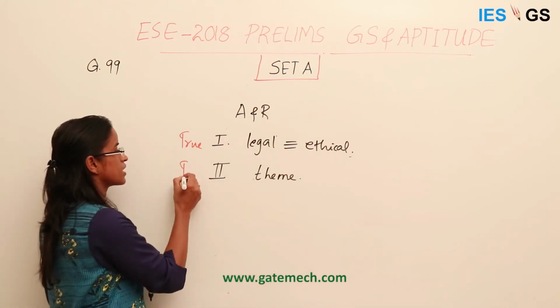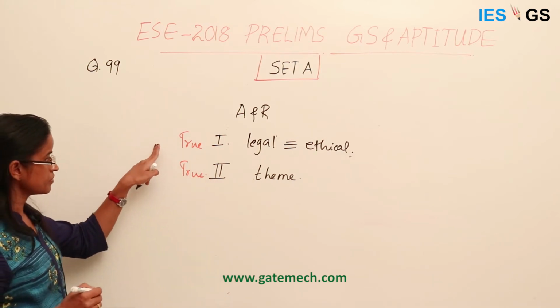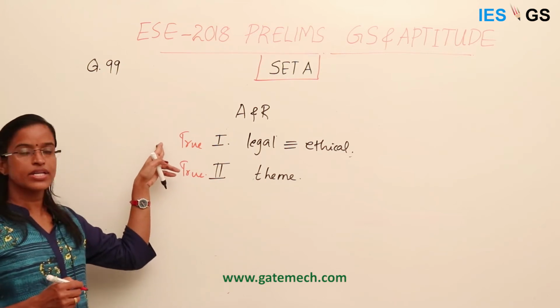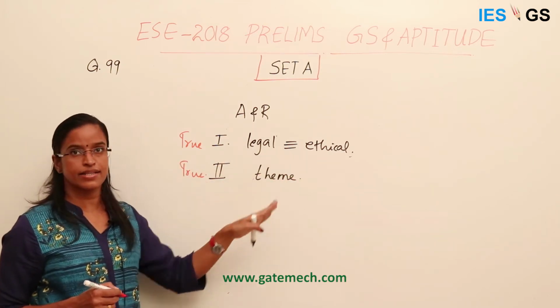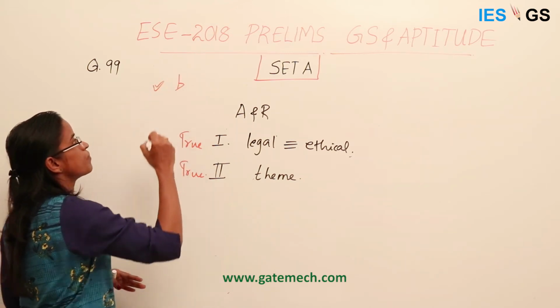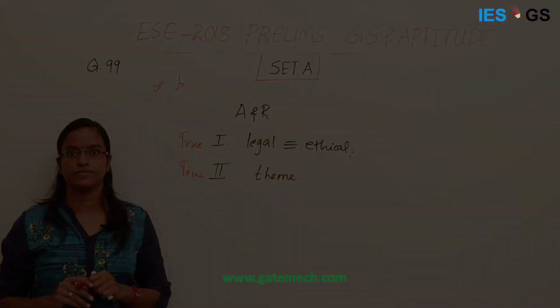So the statement second is also true. But the statement second does not correctly explain why there is disparity between legal and ethical. So the option is B, both statements are true, but second does not form the explanation of the first.